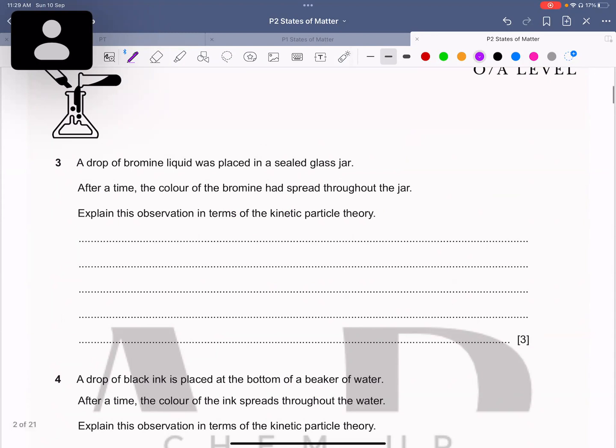Okay. Now have a look at question number 3. A drop of bromine liquid was placed in a gas jar. See which state is it in? Liquid. After a time, the color of the bromine had spread throughout the jar. Explain this observation in terms of kinetic particle theory.